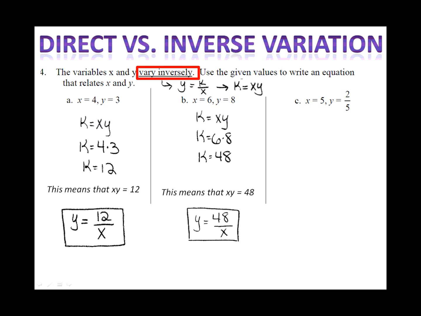Example C is for you to try. Please pause the video here, then come on back, we'll see how you do.